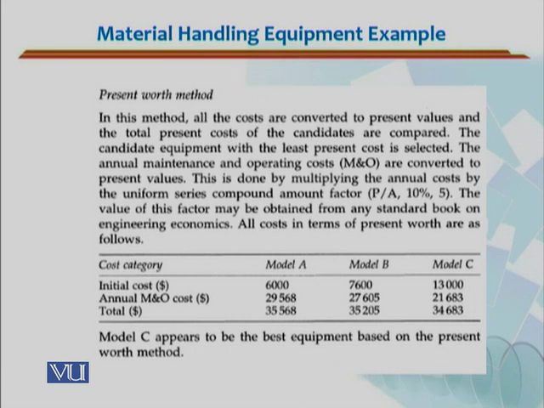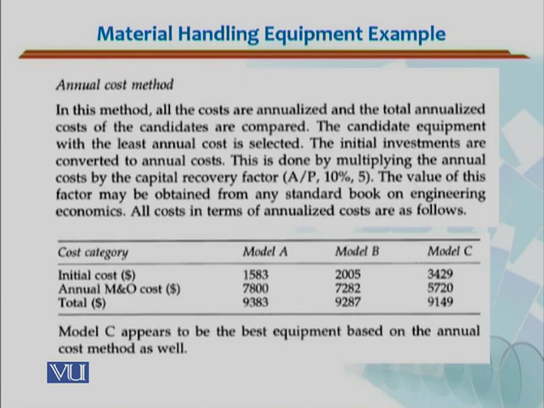So model C, if you see the table, would be the best equipment based on the present worth method. Why? Because जो present worth है, वो जो cost आप pay कर रहे हैं, वो right now that is the lowest with 34,683, whereas model B would be the second one with 35,205 and model A with 35,568. So on a present worth method, model C is better.